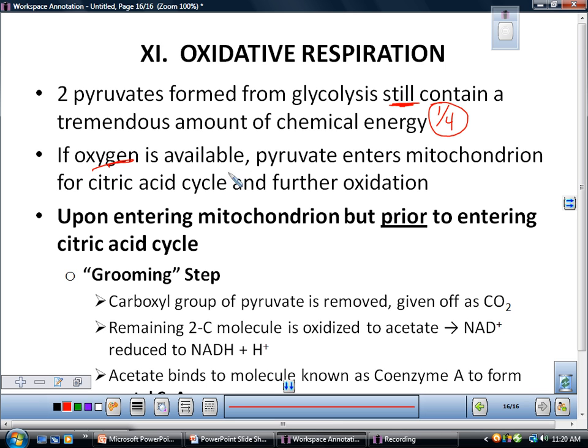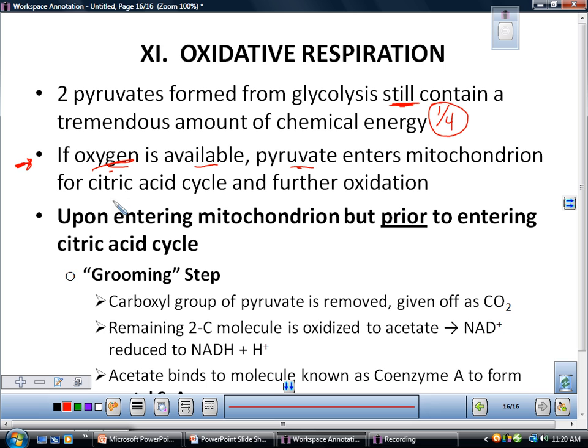So if oxygen is available, and you might say, well, Ms. Lynham, when would oxygen not be available? If you were in a condition where you were exercising excessively and you were going through oxygen debt, then you might not have enough oxygen available in the cell. And so you might not be able to do this oxidative process. But if oxygen is available, that pyruvic acid is going to enter the mitochondria and go through the citric acid cycle, or Krebs, and further oxidation.